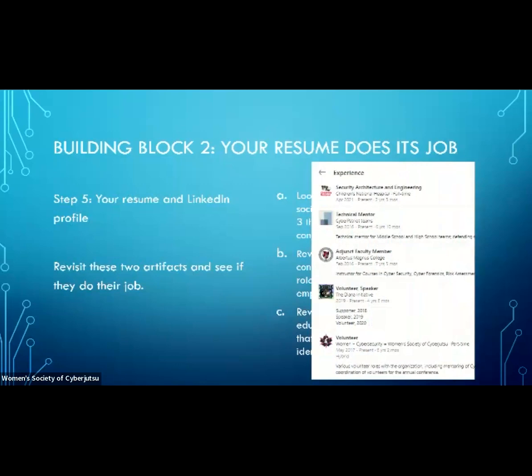This is what mine looks like. And you can see, if you're on LinkedIn and you're looking at me, that while I do have my work experience, I also have Women's Society of Cyber Jitsu. I also have the Diana Initiative. I probably have other things up there too. So you get 60 seconds.